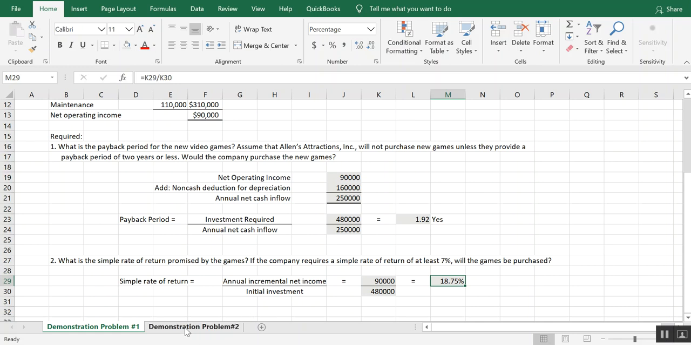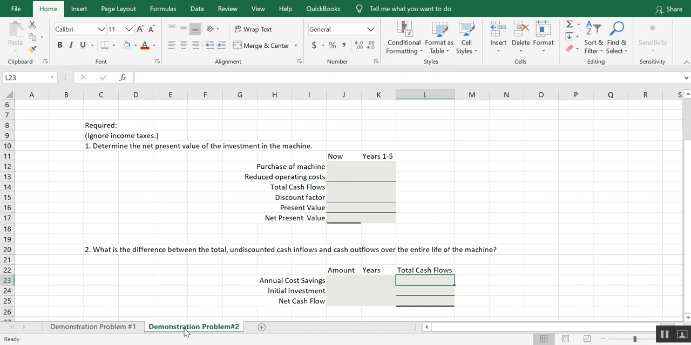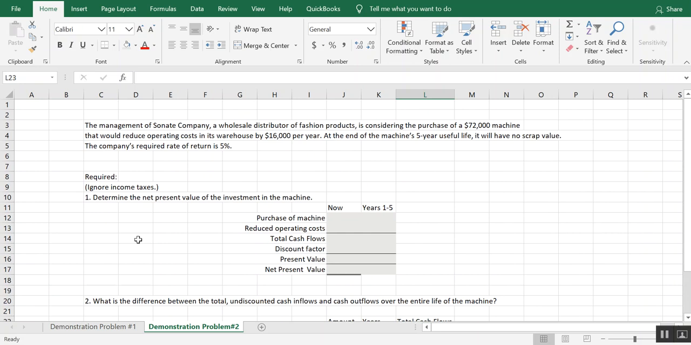Okay, so that's demonstration problem number 1, and that really is the payback period here and the simple rate of return here. Those two computations are presented there. The third approach, in the second problem, is going to be the net present value. This one I think is a very important approach. It's very valuable.